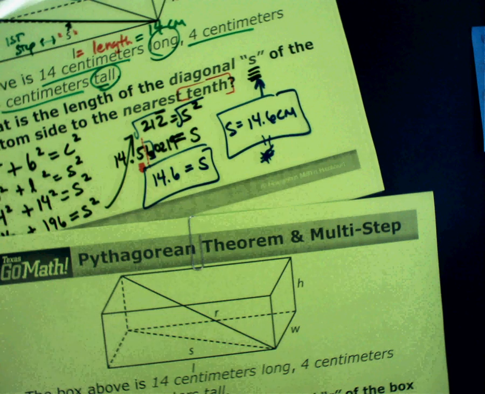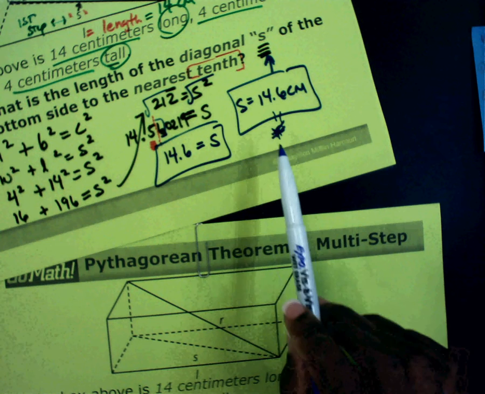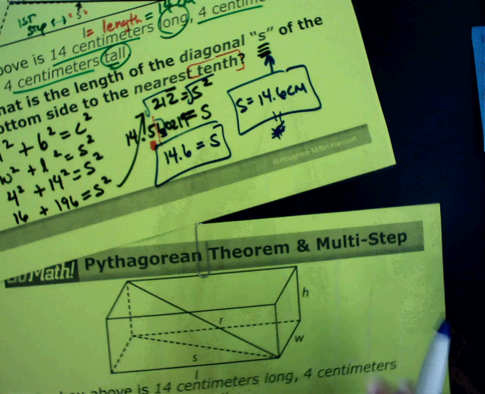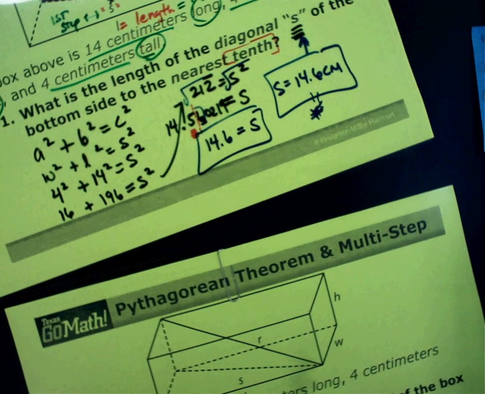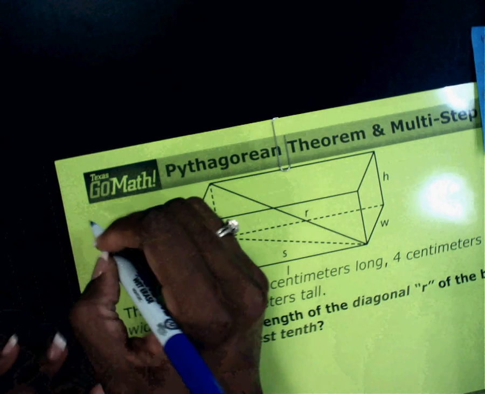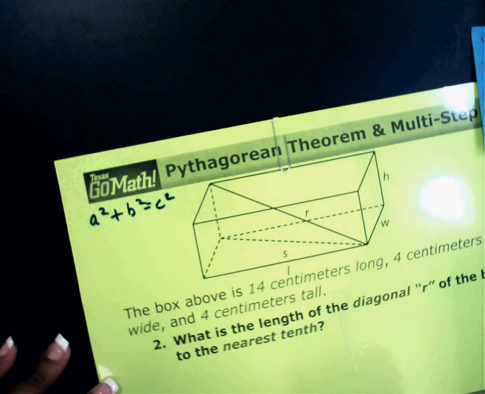Okay, so we finished the first step and we found that S is equal to 14 and 6/10. So now we want to go to step two. And in step two, I'm going to put this aside. Step two, we're still going to use a form of a squared plus b squared equals c squared.